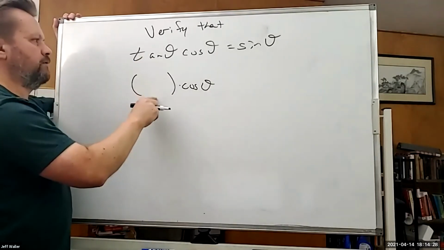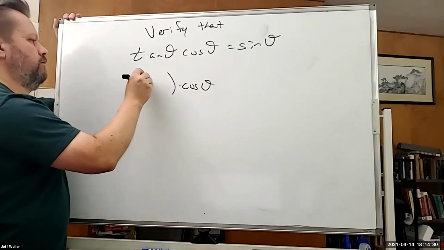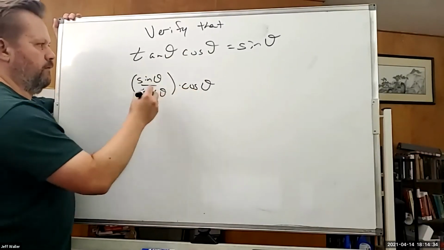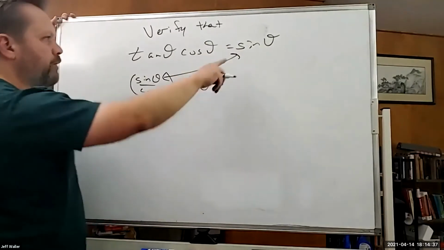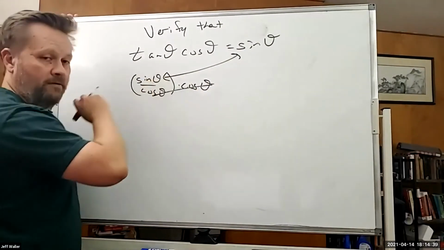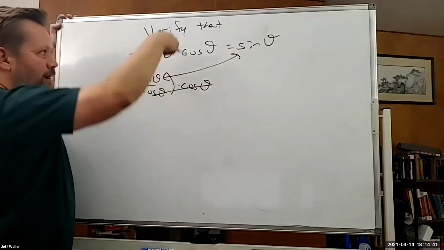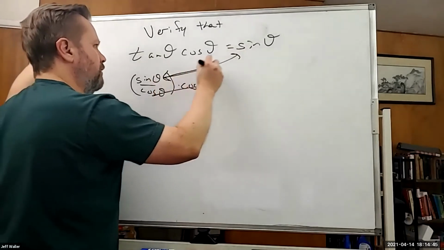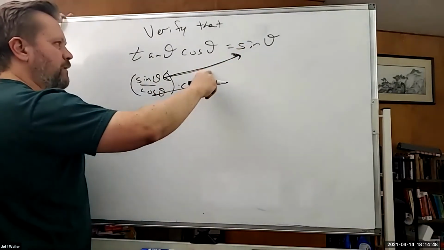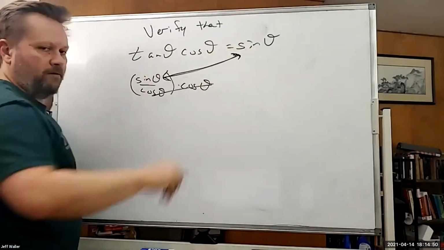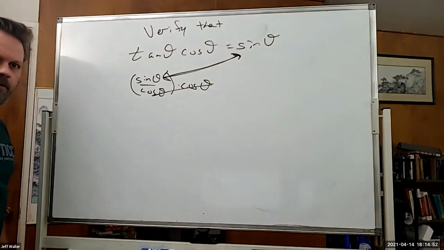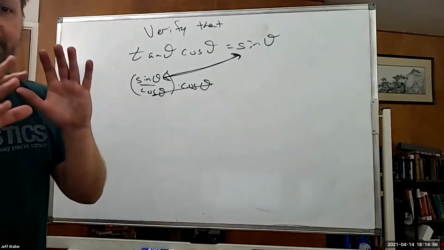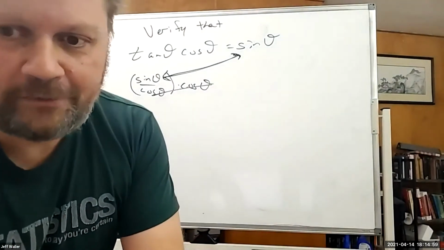What is tangent? Sine over cosine. Sine over cosine. And then what happens here? They cancel. Cancel, and look. So look what I just did. This is the work. And then your last step is to say, look, I made that look like that. That tells me you're done and you got the same thing. You with me? So that was a remarkably easy example of an identity.